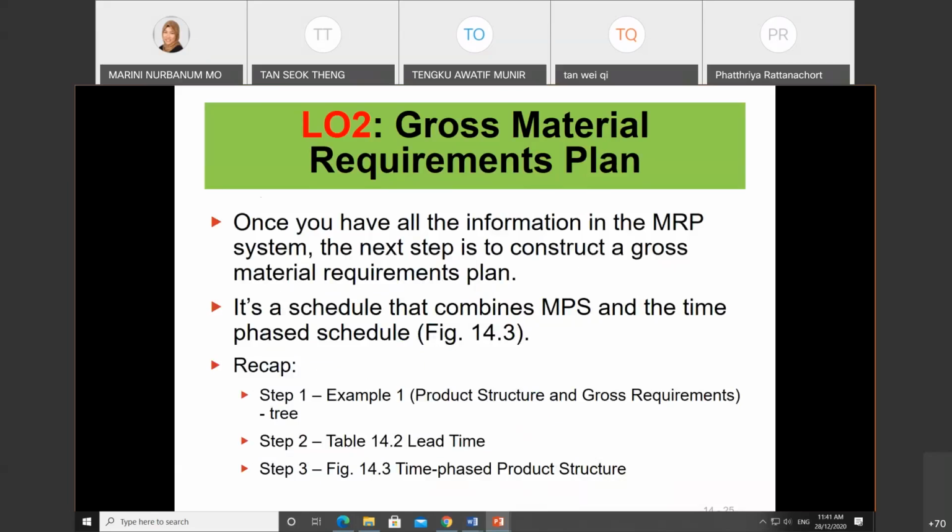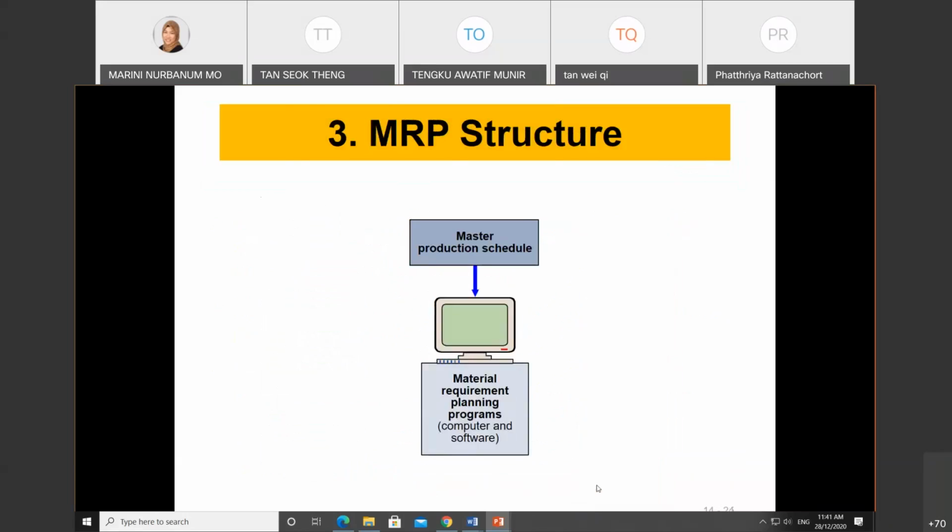Okay, so we move to the first main method in order for us to do the material requirements plan. So this is a gross material requirements plan. All right, so we have 3 steps here. The first step is to do the product structure. The second step, just now, we identify what the lead time is given. So that's the information that you need to use in order for you to draw the time phase product structure, which is this one.